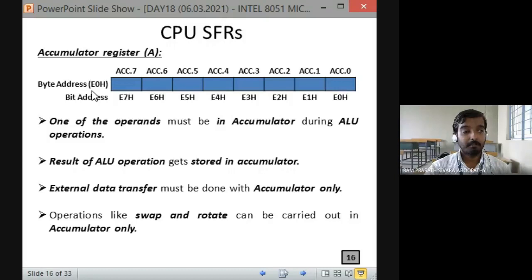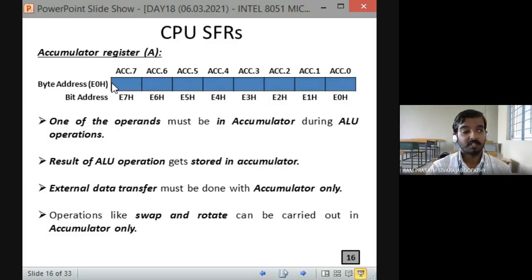Accumulator register byte address E0. Fine. This is bitwise addressing. In programming, we use ACC.0 to ACC.7. We can use E0, E1, E2, E3, E4, E5, E6, E7 like that. Fine. So don't get confused.